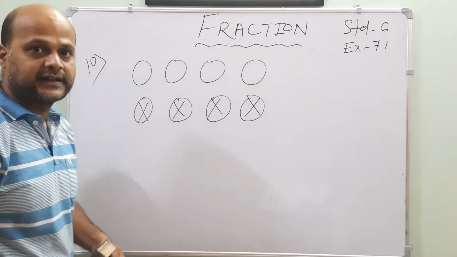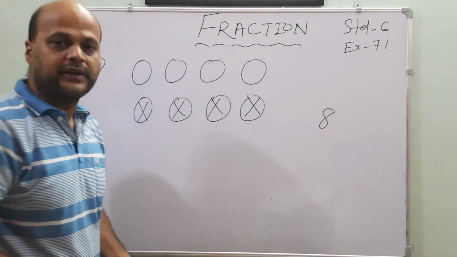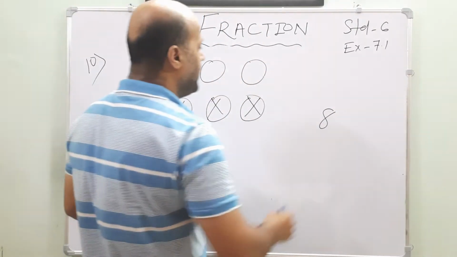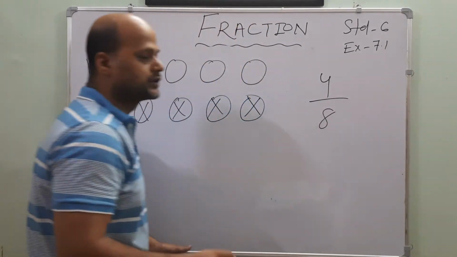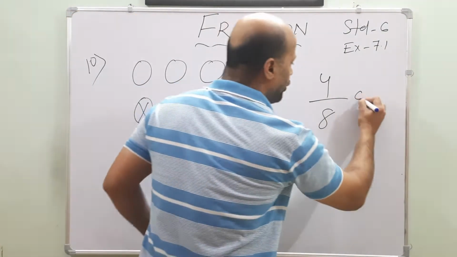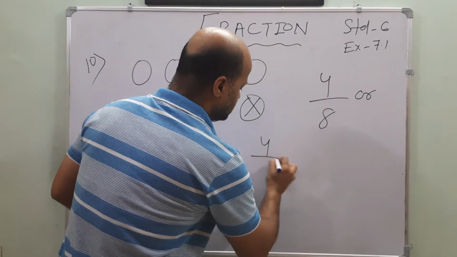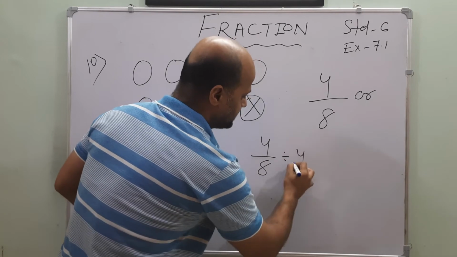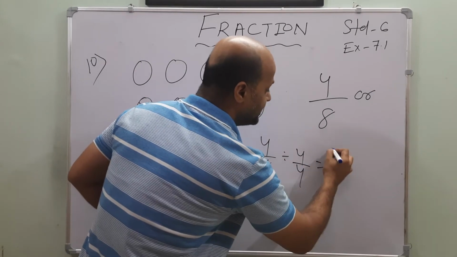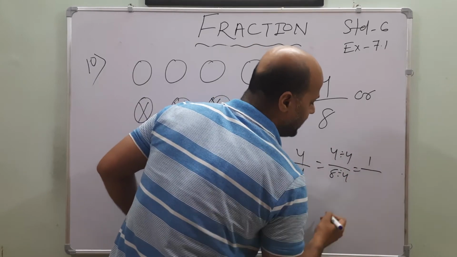Total how many circles are there? Who will tell me? Yes, it is 8. How many circles having x symbol? Very good, Aniket. It is 4. So total is 4 by 8. The fraction is called as 4 by 8. Or in which table both 4 and 8 are there? Yes or no? 4 divided by 4, 8 divided by 4 is 1 by 2.